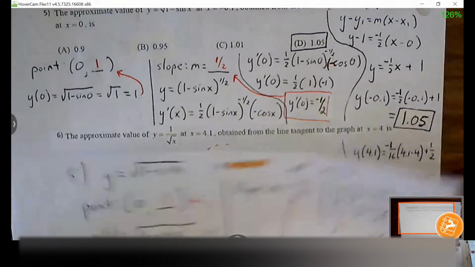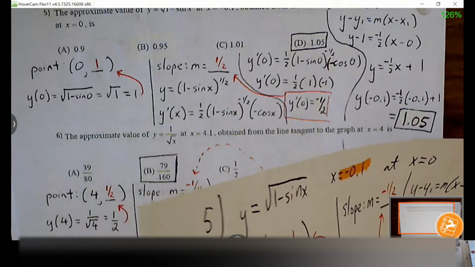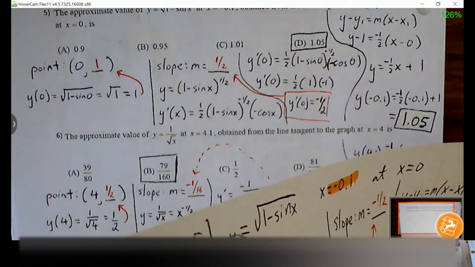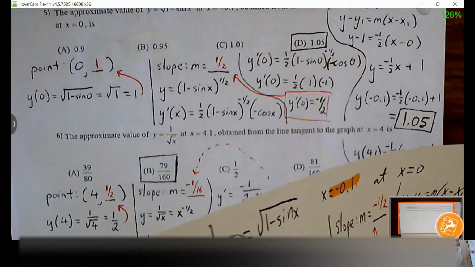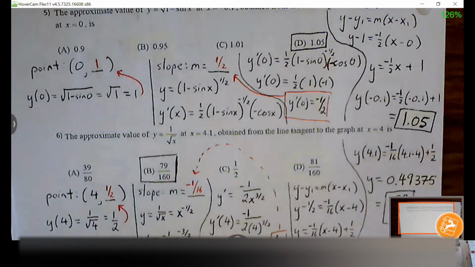Number 6 and 7. 6 is an easier version of 5. 7 is even easier because they give you the ordered pair, they give you the slope, and you just tell them the point slope form. So number 8 is another chain rule problem, requires a bit more work. So let's do number 8.